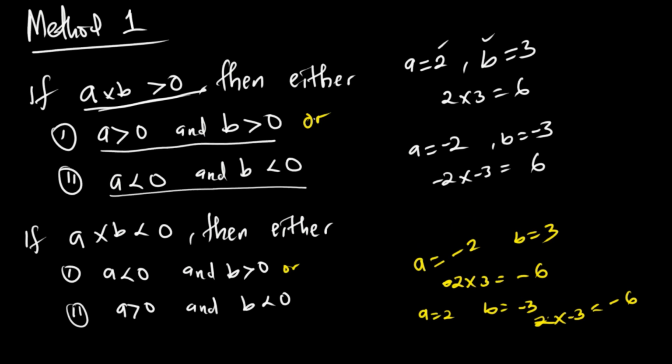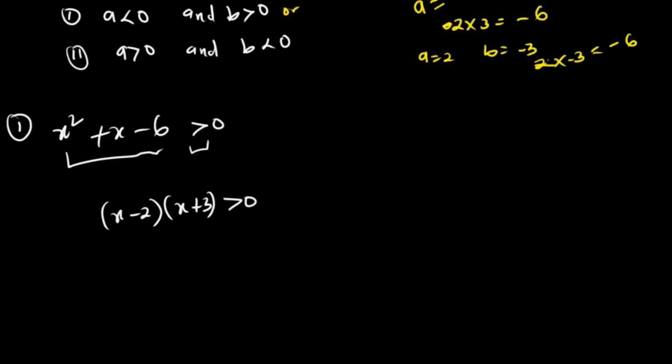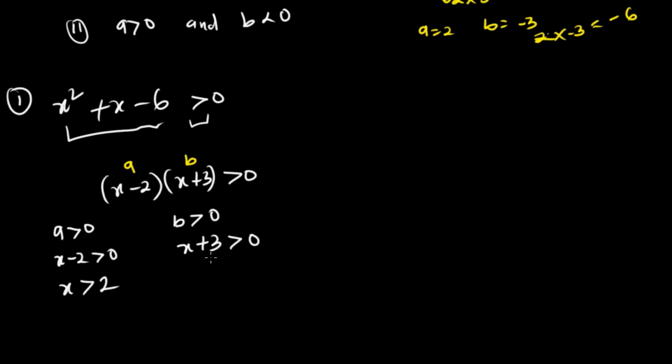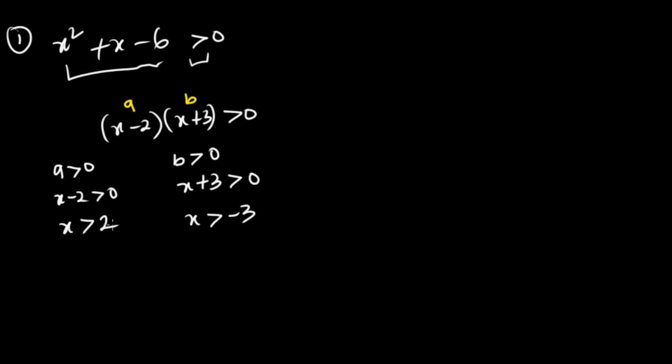So let's test for the first condition: a greater than 0 and also b greater than 0. This is a, and this is b. For the first condition, we have a greater than 0, and this is x minus 2 greater than 0, and then we have x greater than 2 if 2 comes to the right hand side. And also b greater than 0, so we have x plus 3 greater than 0, and then x greater than negative 3. So we have two conditions here, x greater than 2 and also x greater than negative 3.